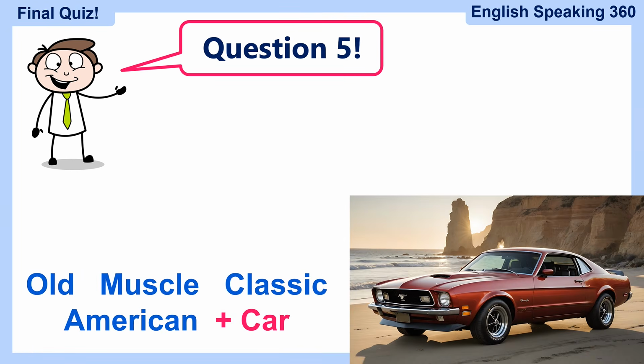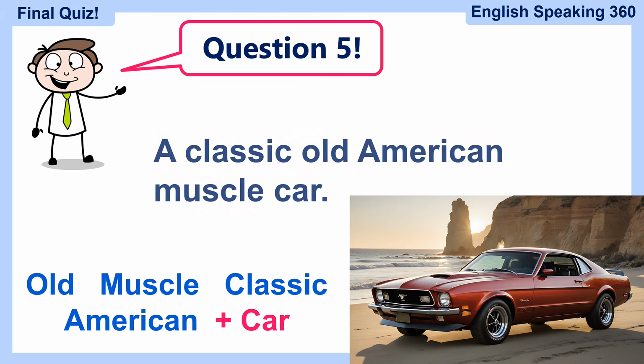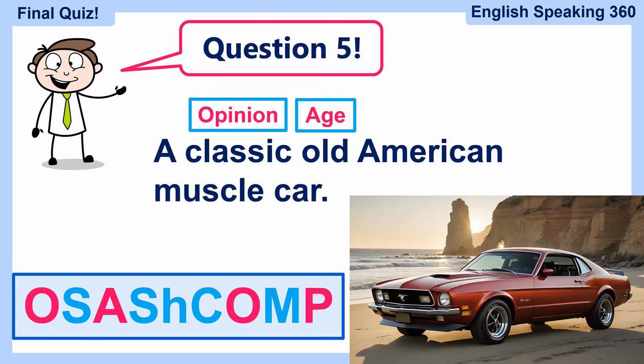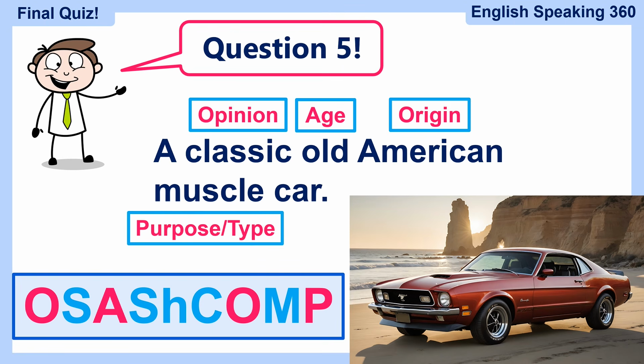One more question. Old, muscle, classic, American, car. This is a little bit challenging. Can you make the sentence? Let's do it together. A classic old American muscle car. With the OSASCOMP rule, classic is your opinion. Old is the age of the car. American, origin, and finally, what kind of car is it? It's a muscle car with a big engine.